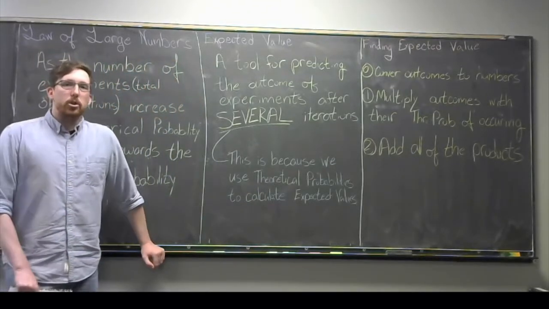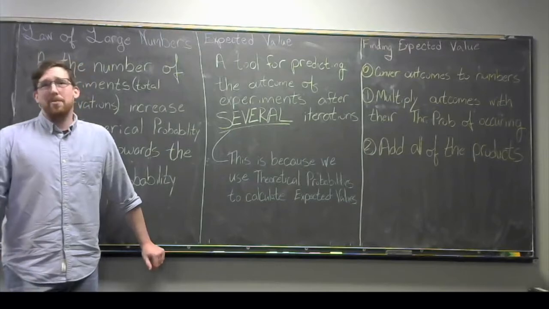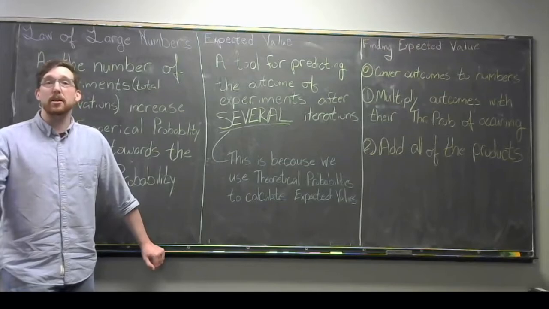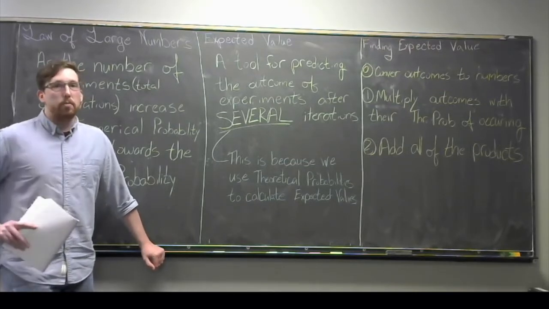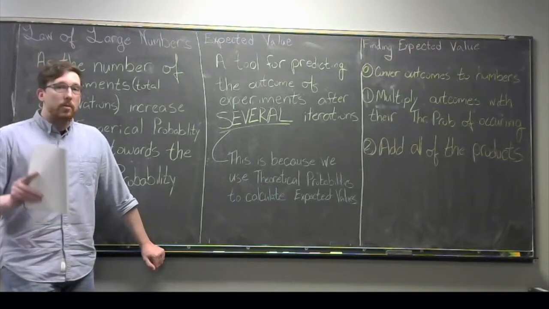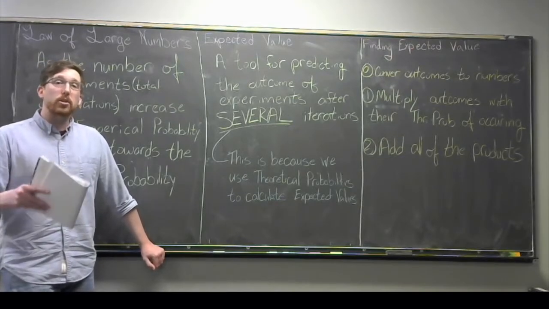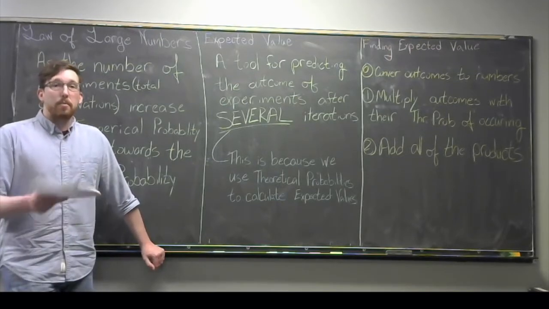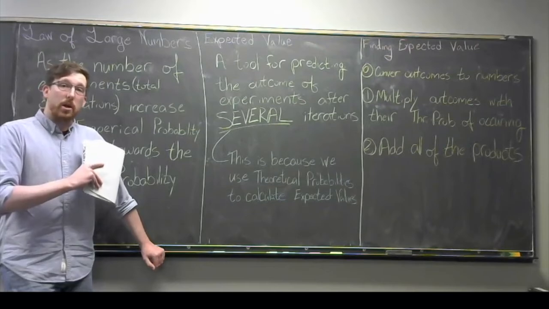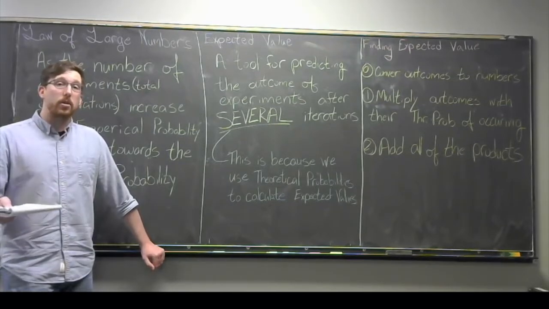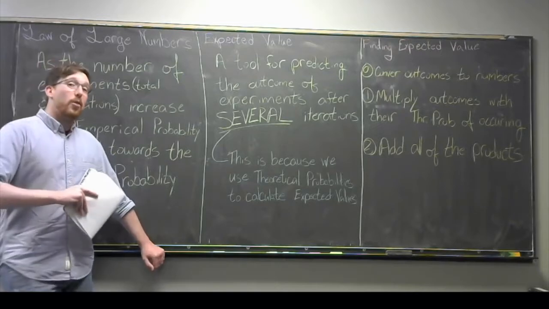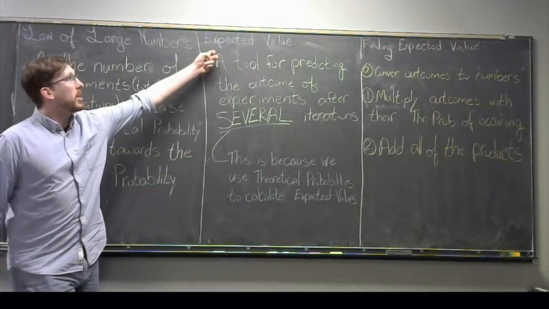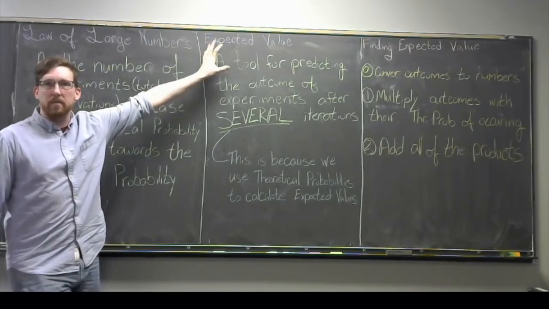So an expected value is just really a tool to say, hey, what can I expect the outcome to be? What can I expect the value of this experiment to be if I do it a whole bunch? And the reason why it has to be done a whole bunch is because we use the theoretical probability to calculate the expected value. And because the empirical probability approaches the theoretical probability over a bunch of iterations, we're going to have to do a bunch of iterations before we can say we can expect the value to come out to be what the expected value is.